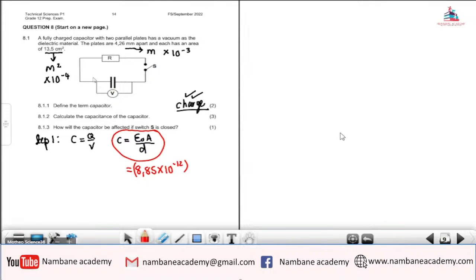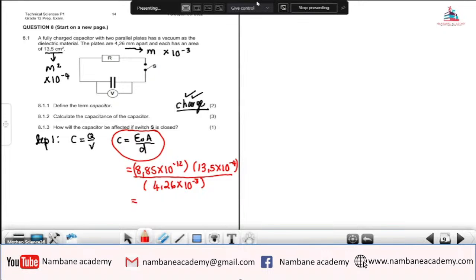Then the area is given: 13,5 times 10 to the power -4. Then the distance between the plates is given: 4,26 times 10 to the power -3. You put it into your calculator, you get your final answer, which is going to be what? 30 seconds to use your calculator.